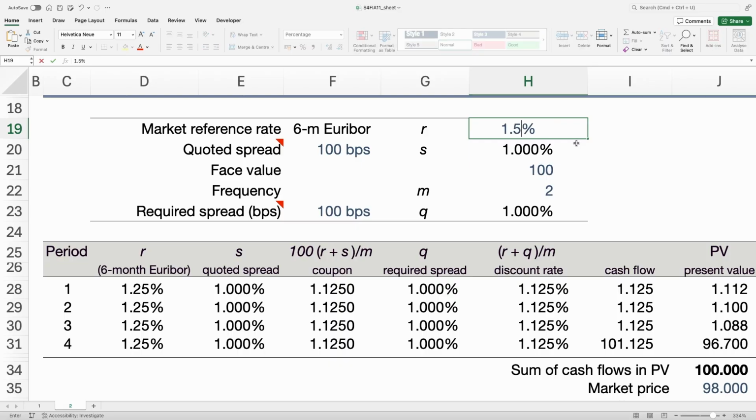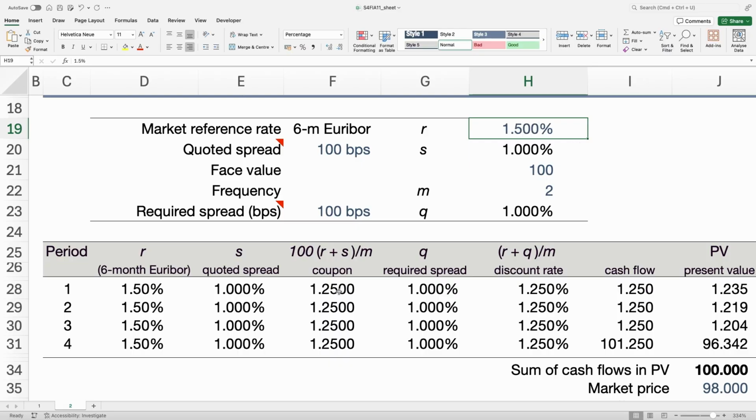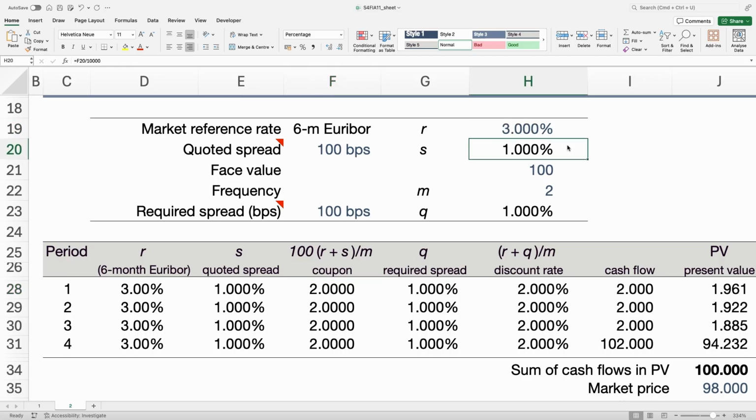Exactly. The coupon is set adding the quoted spread to the reference rate, in this case 6 months Euribor, at the beginning of the coupon period. So the coupon payment is known at the beginning of the coupon period, and it resets at the beginning of every period, in this case semi-annual periods. It's always the reference rate plus the quoted spread. If the reference rate rises, the coupon payment rises. If the reference rate decreases, the coupon decreases as well. Isn't this the way floating rate bonds work?